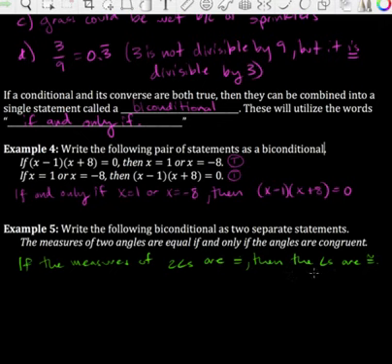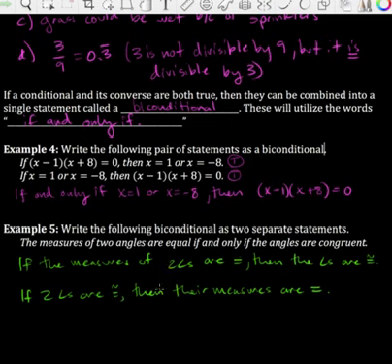Now I take the reverse, the converse I should say. The converse of this statement would say, if two angles are congruent, then, and I just put the original hypothesis at the end, their measures are equal. And so I took that biconditional and I separated it into two if-then statements, where one of them is the converse of the other.